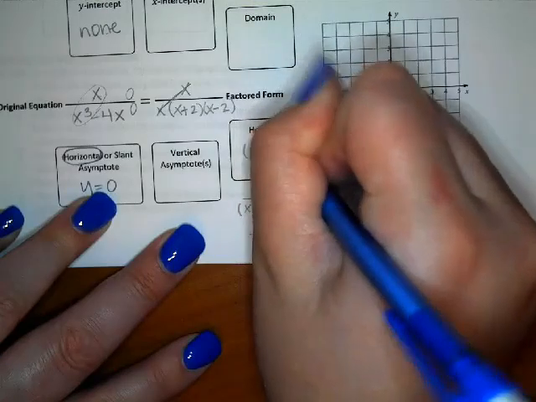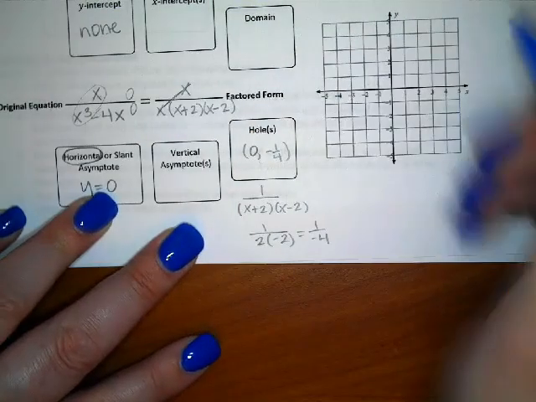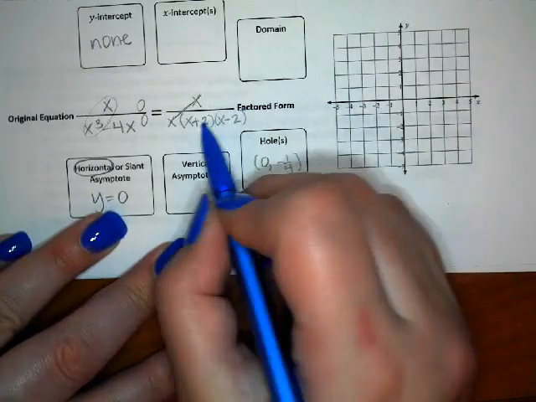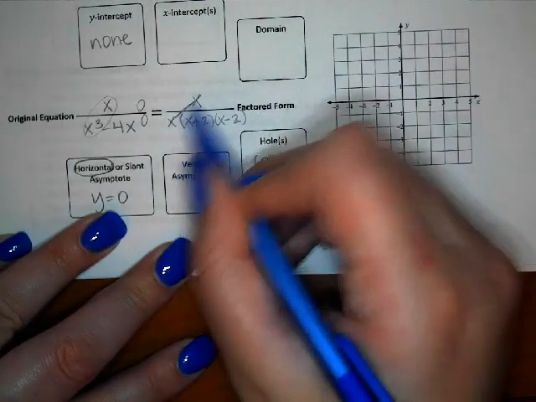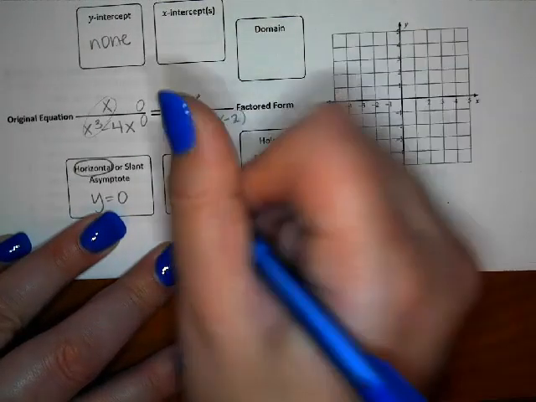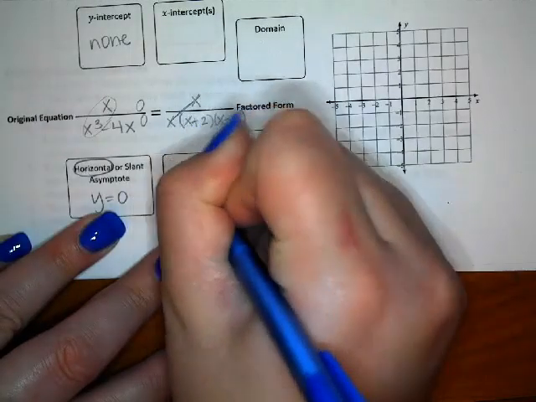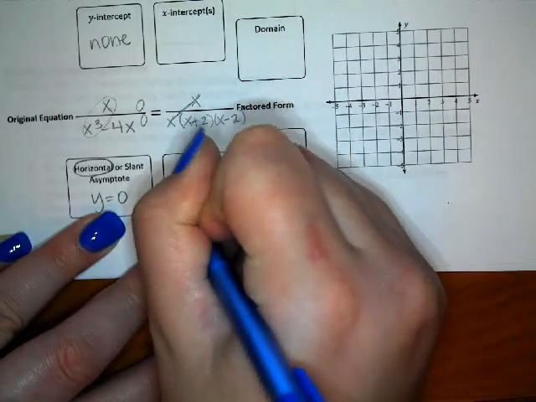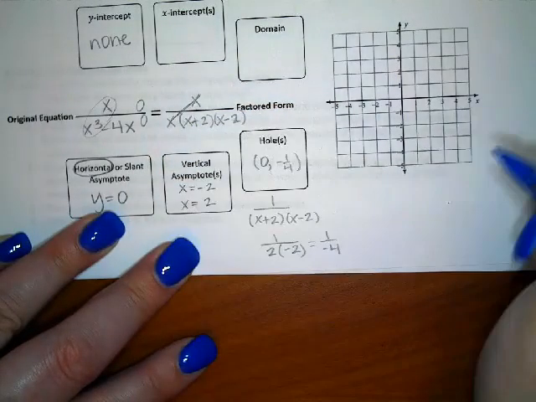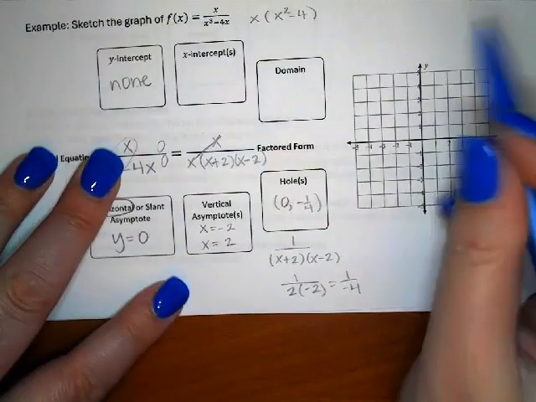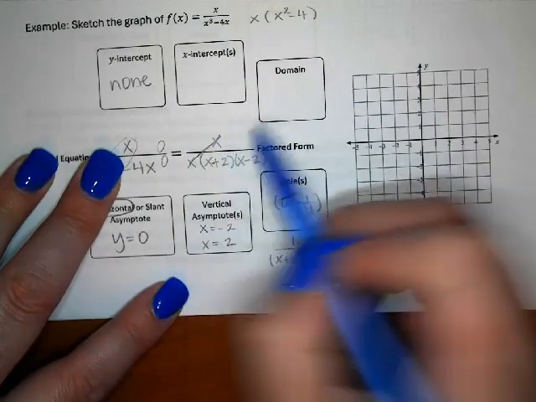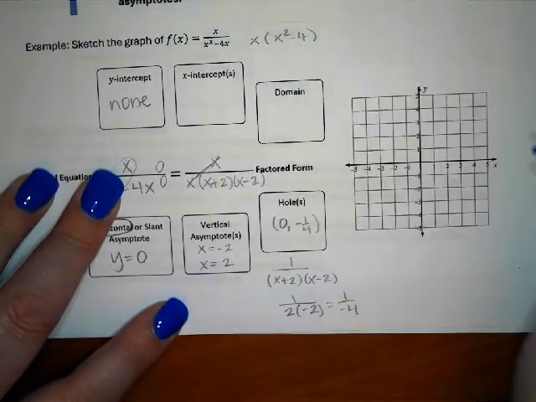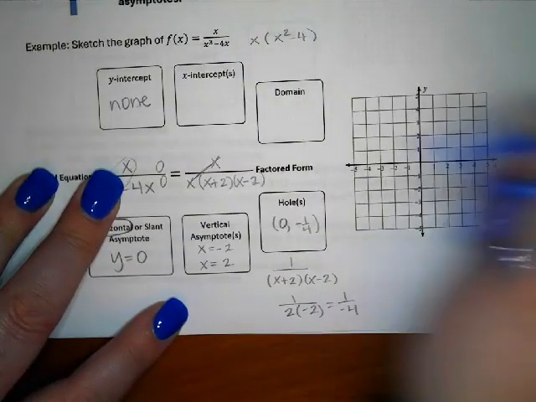The vertical asymptotes are where the denominator is 0, not the holes, because those are holes. So vertical asymptotes are going to be at x equals -2, x equals +2. X-intercepts are where the numerator is 0, where the function is 0, and there's nothing else left in the numerator for me to make equal 0, so the x-intercepts are none.